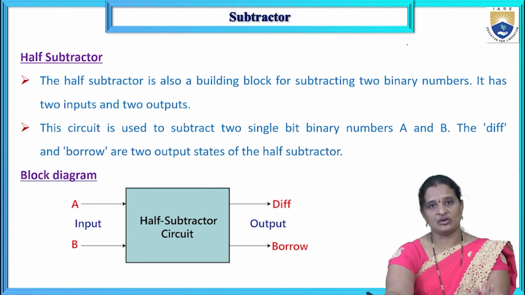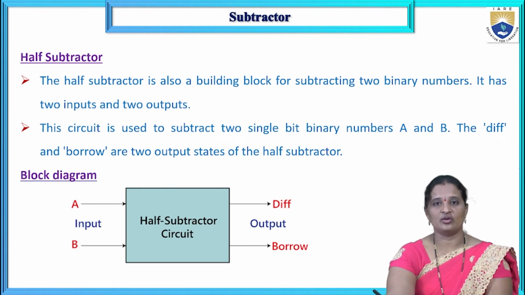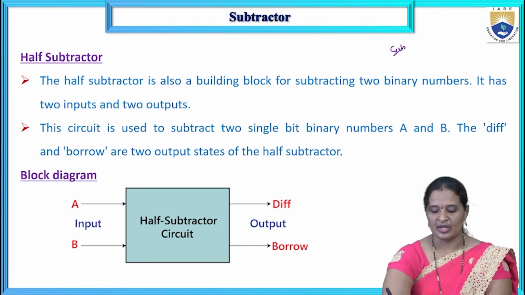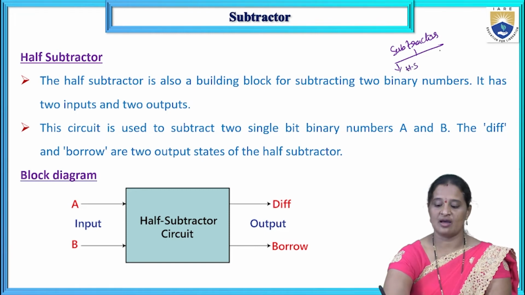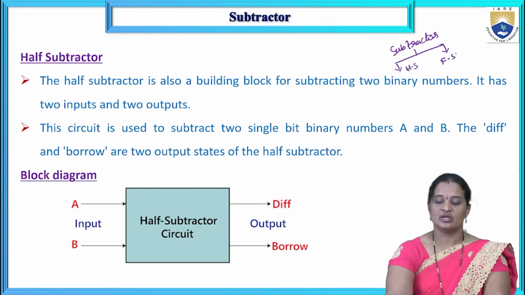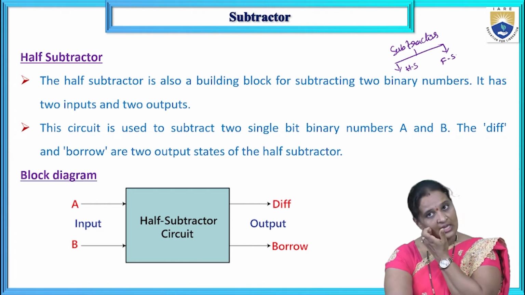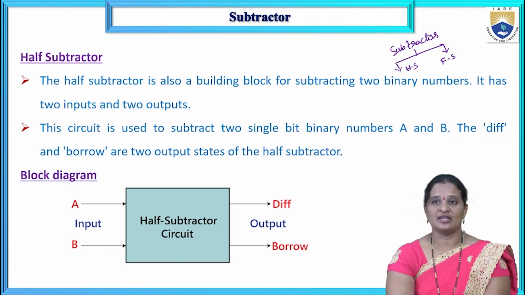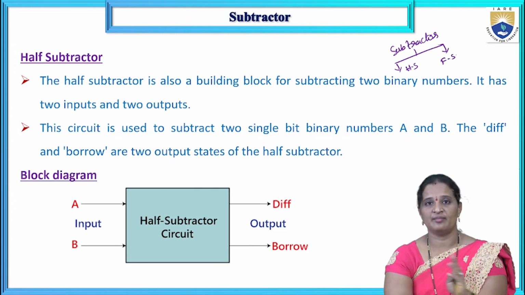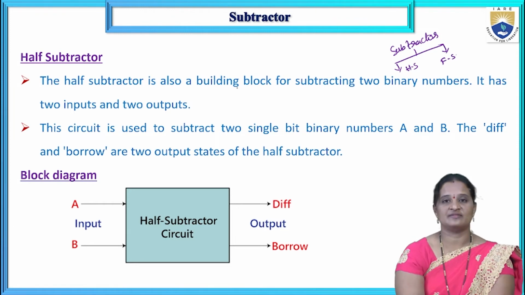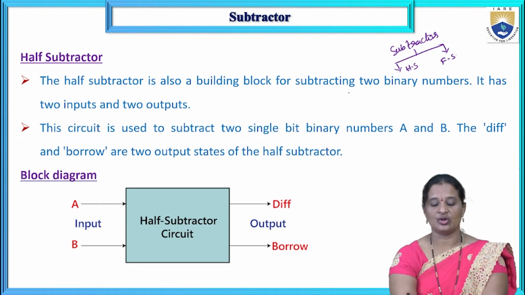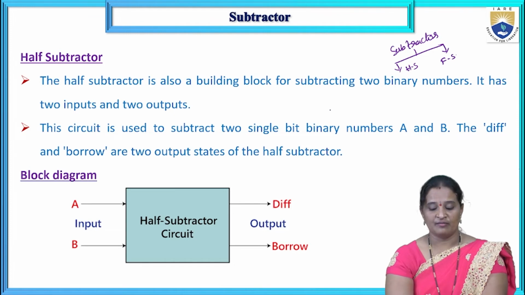Next, combinational logic circuits. The most important combinational logic circuit is the subtractor. The subtractors are classified into two types: half subtractor and full subtractor. As we have seen, a half adder can add only 2 bits at a time. Similarly, a half subtractor performs the subtraction of 2 binary numbers, whereas a full subtractor can perform the subtraction of 3 binary numbers. Here the half subtractor is a combinational logic circuit, the basic building block for subtracting two binary numbers.